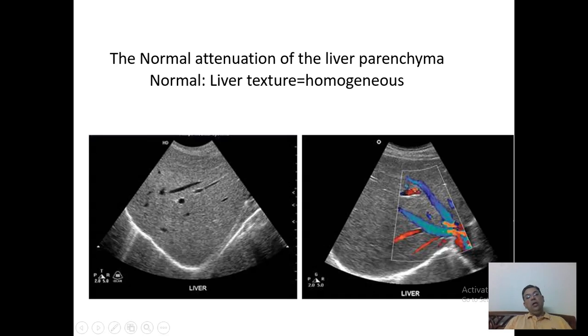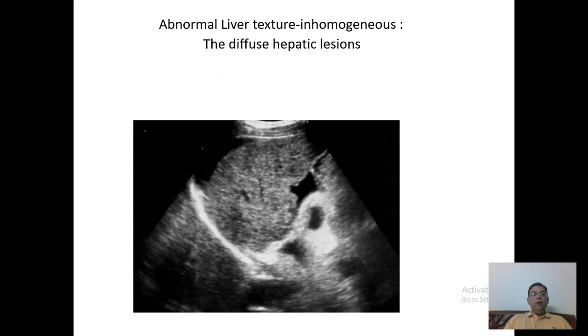Now this is the ultrasound of a normal liver texture, whereas if you look at this ultrasound and you compare it with the last one, you can see that the parenchyma of this liver is not homogeneous anymore.